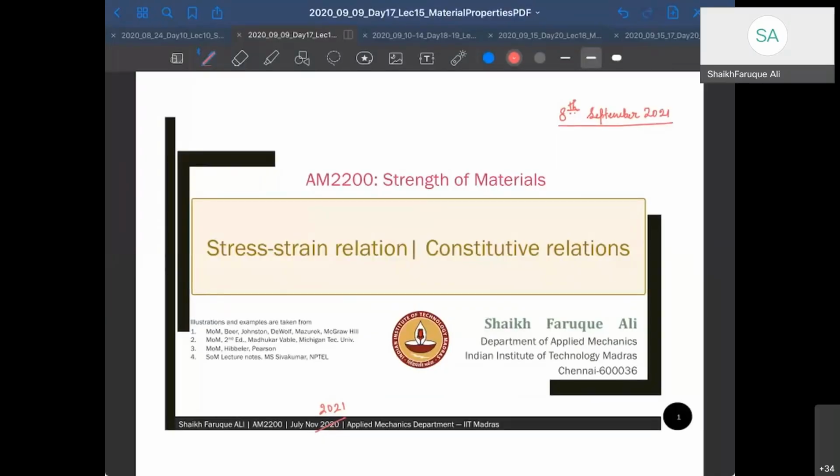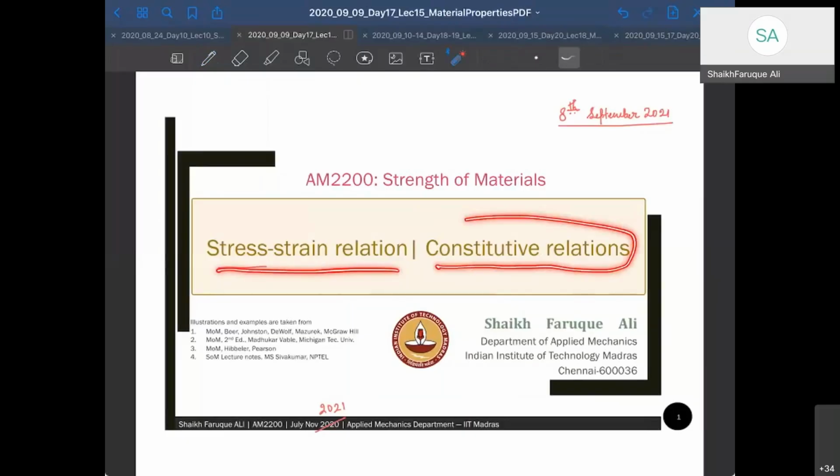Okay, so we have learned about stresses, we have learned about strains, and today we are going to learn a little bit on how to relate these stresses and strain. Today will be mostly the understanding part of the class. Next class onward, we'll get into more details of this stress strain relationship. This stress strain relationship is known in mechanics as constitutive relationships.